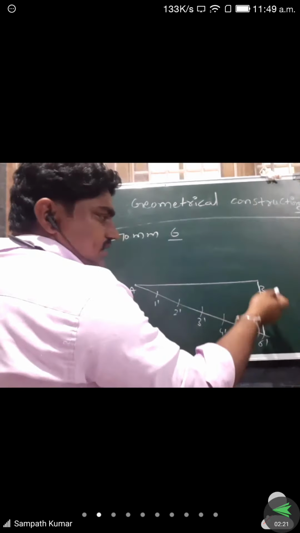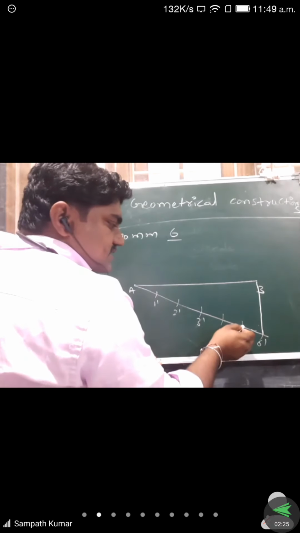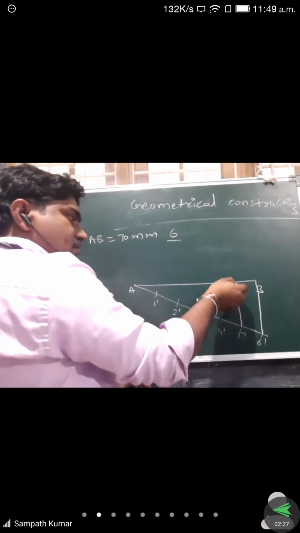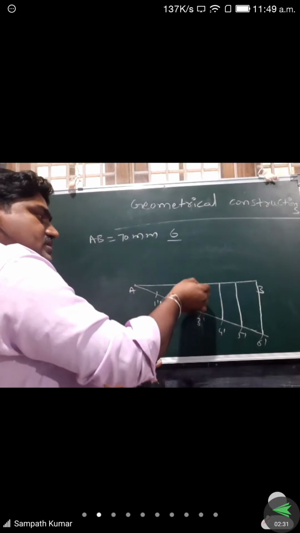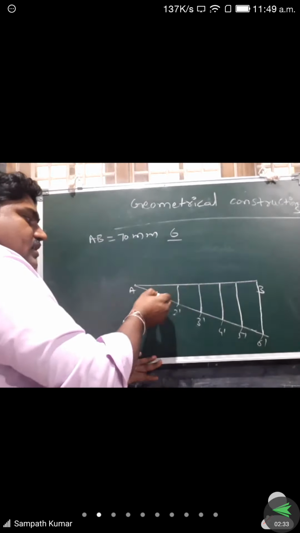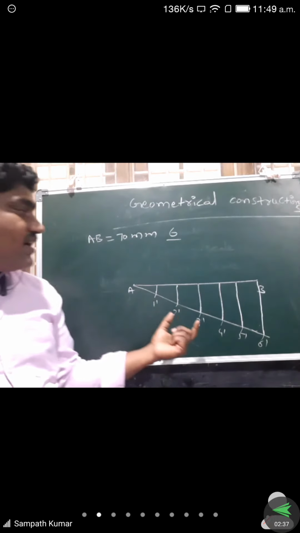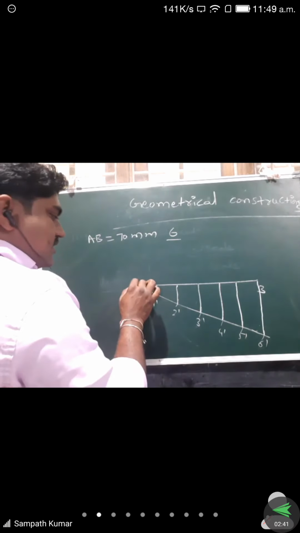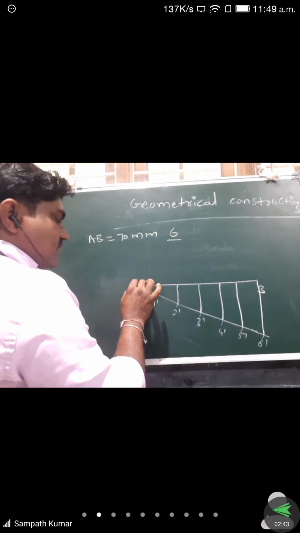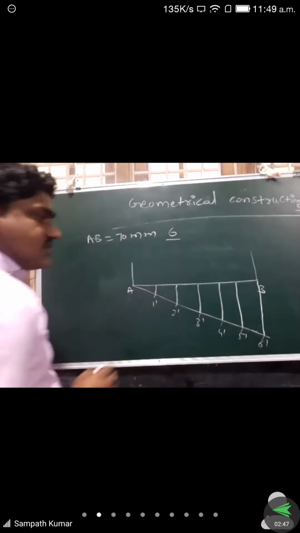Then we have to draw the line parallel to B6 dash. Draw the line parallel to B6 dash passing through 5 dash. Next 4 dash, 3 dash, 2 dash, and 1 dash. Then the line is divided into 6 equal parts. Then we have to go for dimensioning. We have to draw the extension line. Yes or no? We have to draw the extension line.